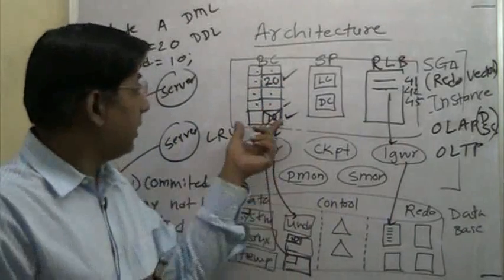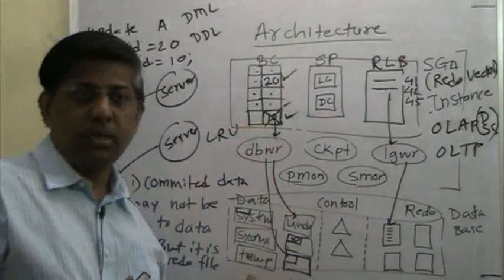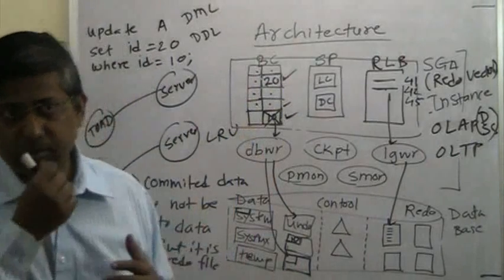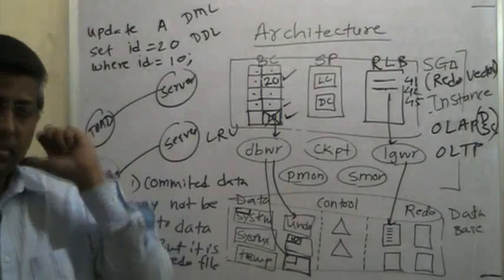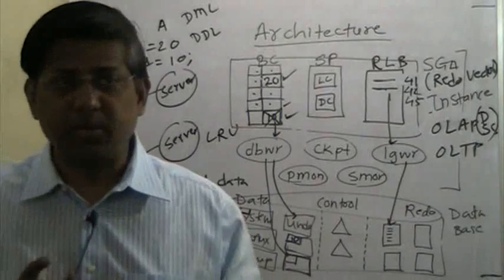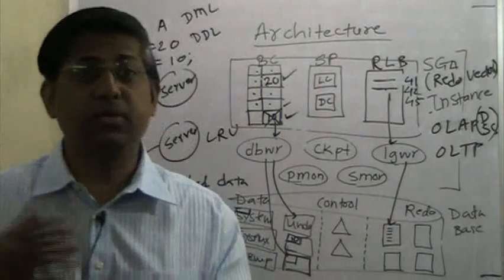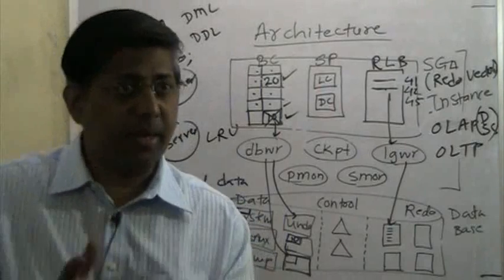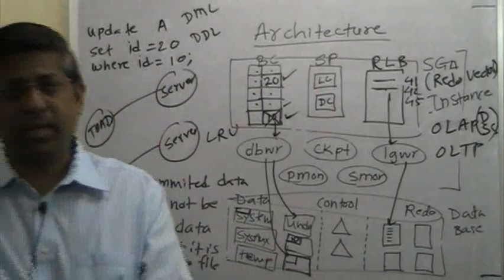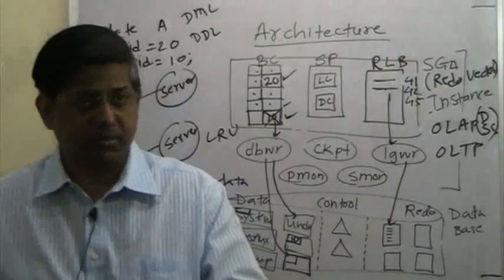So if it finds that there is a need to write 2 blocks to the disk, then it will write them. Need is only when we need memory space, right? Need is only when we need memory space, and usually it is also time dependent. So need dependent and time dependent. Every 3 seconds, it will write those things to the disk.